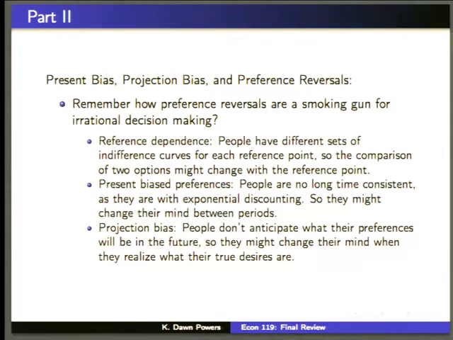And with projection bias, people don't anticipate what their preferences will be in the future, so they might change their mind when they realize what their true desires are. So if I project that I want to eat an apple next week, but I get to that period and realize, no, I actually want some Cheetos, it could be the case that I'm going to have a preference reversal between this week and next week.